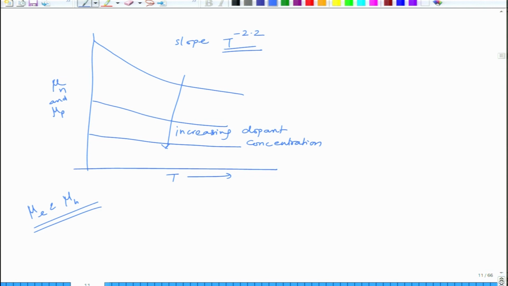So this is the drift part, and the diffusion part we will discuss in the next class. I think we have run out of time today. We will discuss the diffusion part and other aspects of carrier concentration and their change, generation and recombination, etc., in the next few lectures.